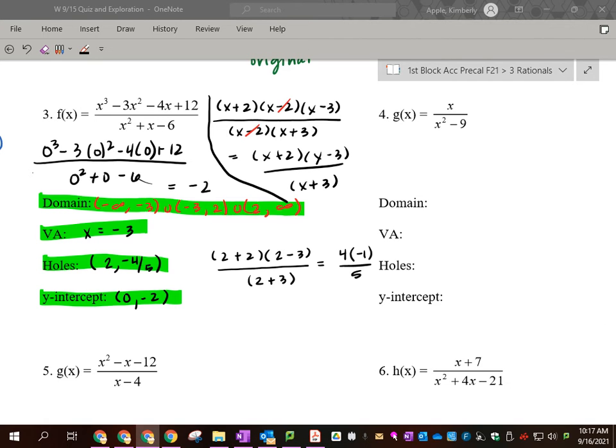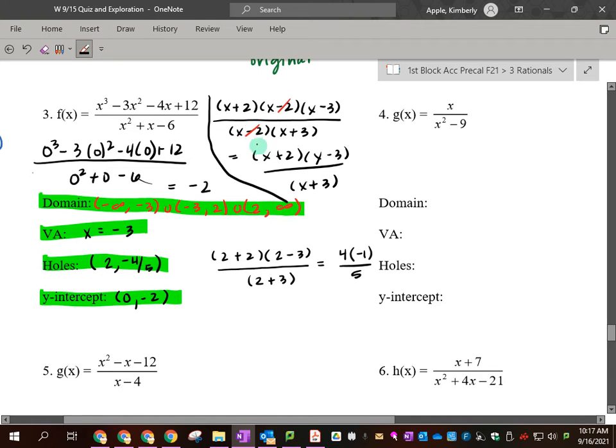Okay, so looking at what we've got going on here, the first thing I did was I factored the top and I factored the bottom. That's this step. Then I canceled the x minus 2, and then I rewrote the simplified version here, okay? First thing I did is I noticed that there was a factor on the bottom that didn't cancel, so that is my vertical asymptote. So I just set x plus 3 equal to 0. So I determined that undefined happens at -3. Okay. That's how I found my vertical asymptote with this.